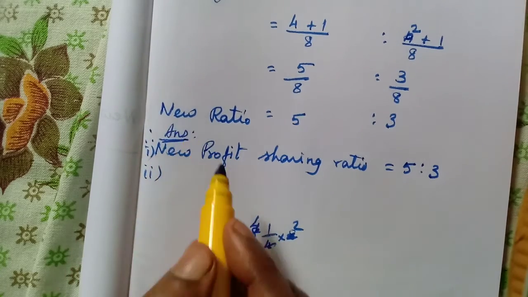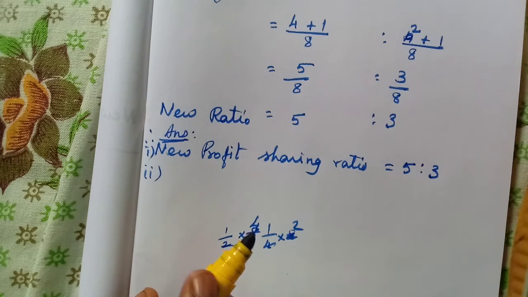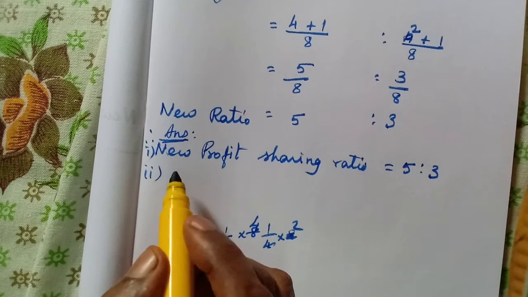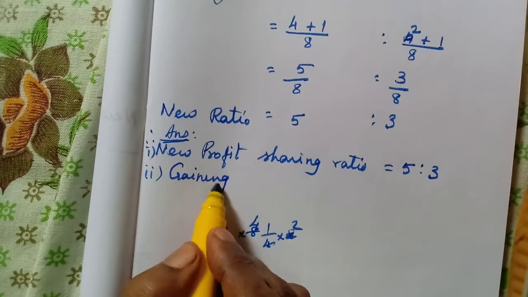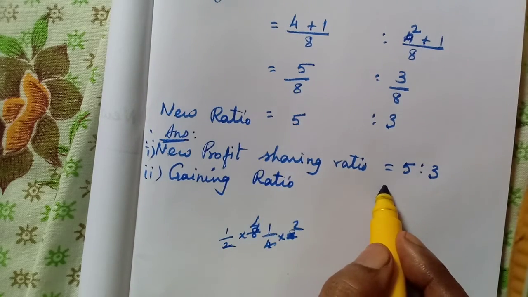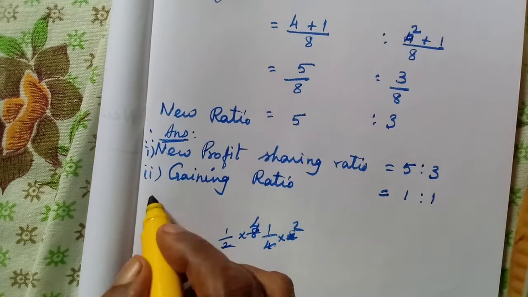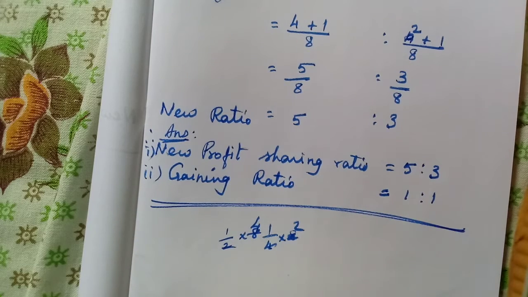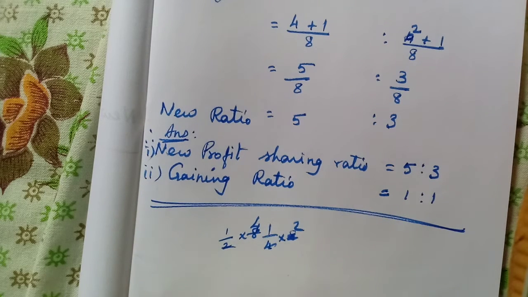Just to make the answer neat, to give the answer you can write like this. Then gaining ratio is equal to, what is the gaining ratio? 1 is to 1. Then you draw the line and complete it. Some part down will be there. If you take one page, it will look good.